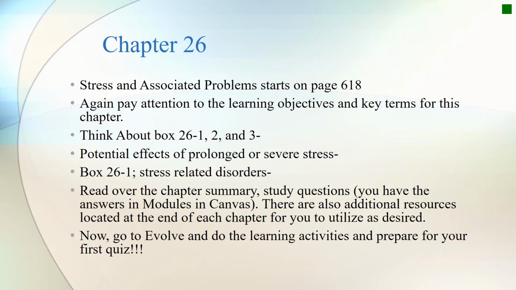Chapter 26 is your last chapter for this module. It is stress and associated problems. It starts on page 619, and in order to get through this chapter, you kind of need to know a lot of that terminology that we just covered. Also, in this, look at the think about boxes. I have those listed. The learning objectives, your key terms, any terminology that you see, write it down and learn it.